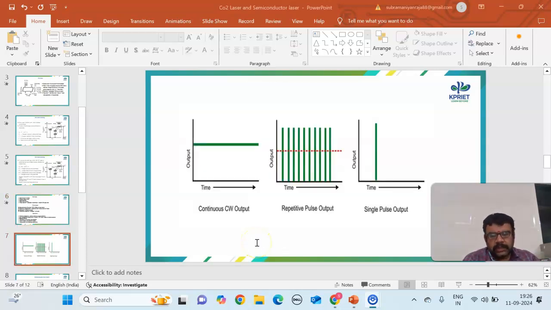Now we are moving towards the output process. As far as output is concerned, there are three figures given. The first one deals with the continuous output, where this green line is your output. If it goes on continuously, it is called continuous output. Then there is the repetitive pulse output, where the output is plotted against time and the pulse keeps repeating. And in a single pulse output, you receive only a single pulse. These are the major differences between continuous output, repetitive pulse output and single pulse output.